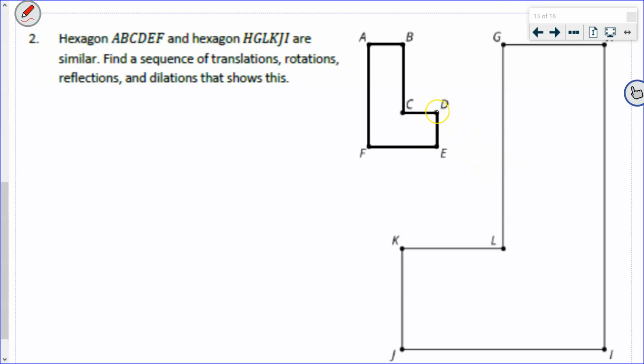Landis, what would you reflect it over? Yes, if we were starting with the big one. I'm going to start with the little one, so I think there's a little bit easier way to describe it. Again, not wrong. It just means that your translation might look a little bit different. So reflect A, B, C, D, E, F over. Nadia, what line would you reflect it over? I like D, E.